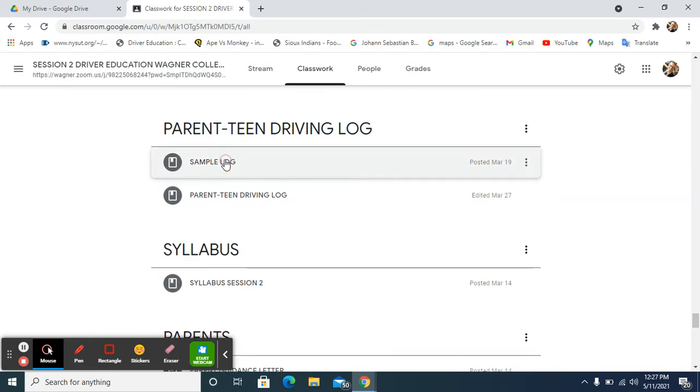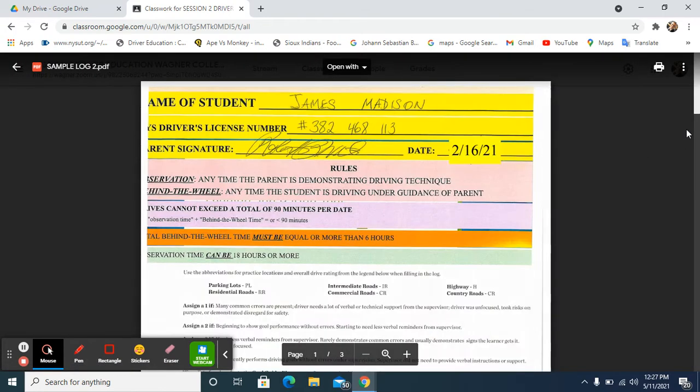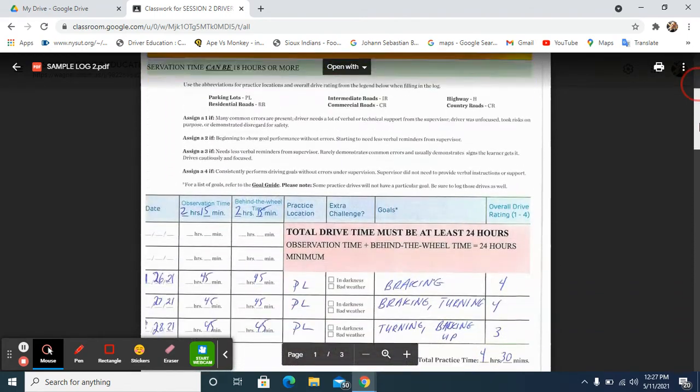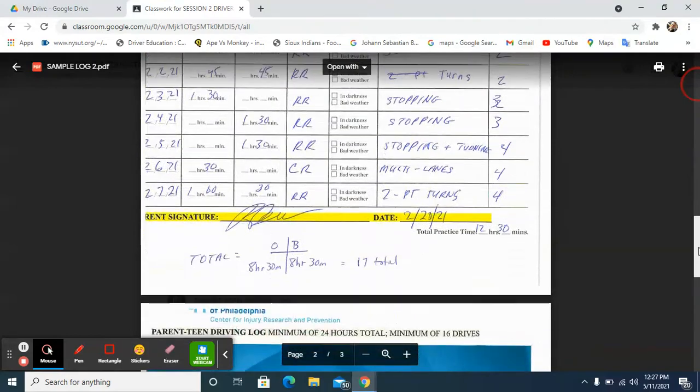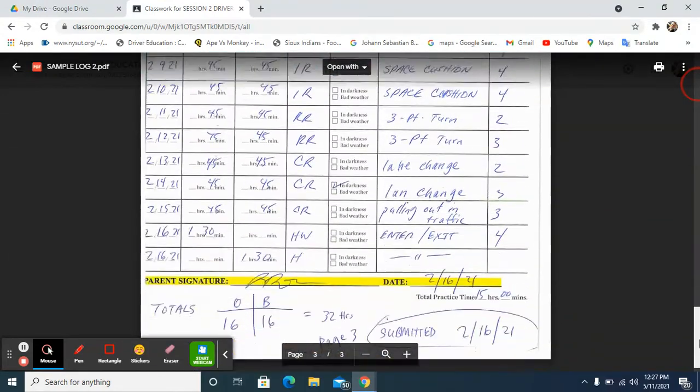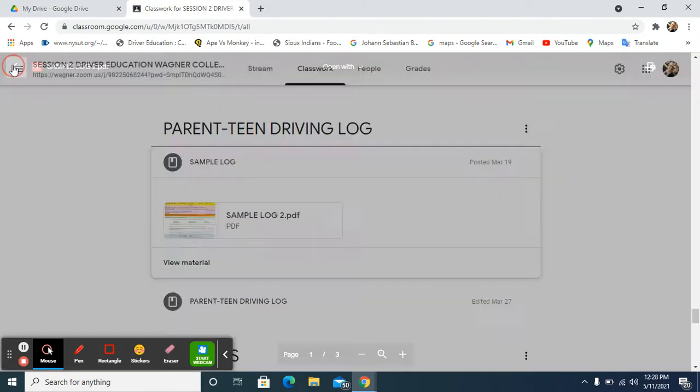Okay. After all the videos, so there's going to be around 15 of them, we also have our parent-teen driving log. So a sample of that would look just like this. Okay, so here's our parent-teen driving log, and there are quite a few rules that go into this. There's a rubric that goes along with it. But this is what as a parent you would be filling out with your student as you do drives with them.